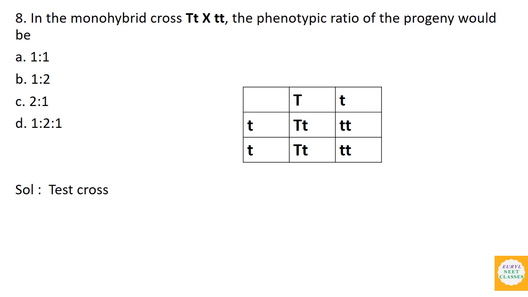The 8th one: In the monohybrid cross, Tt crossed with tt, the phenotypic ratio of the progeny would be. Okay, so it looks like a typical test cross. When you take the gametes and cross them, the question asks for the phenotypic ratio of progeny. If you see the phenotype, we get 2 tall, heterozygous, and 2 homozygous recessive, that means dwarf. So we got 2 tall and 2 dwarf, which is a 2:2 ratio, nothing but a 1:1 ratio. In the given options we have 1:1 ratio, so the answer should be the first one.